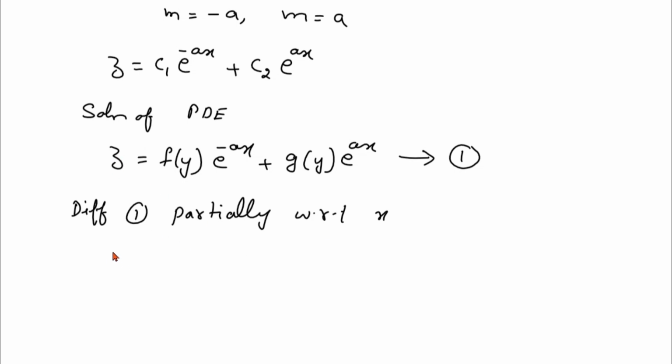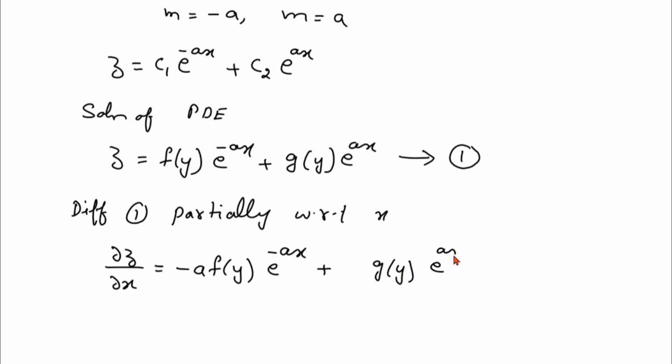We get ∂z/∂x = f(y), which is constant with respect to x, times the differentiation of e^(−ax), which is e^(−ax) into −a, plus g(y) times the differentiation of e^(ax), which is e^(ax) into a. Further, I have to differentiate this partially with respect to y.